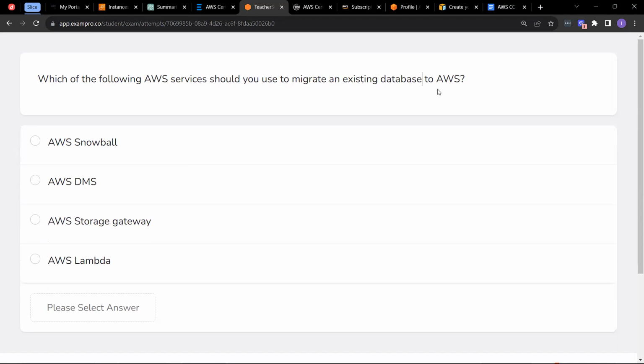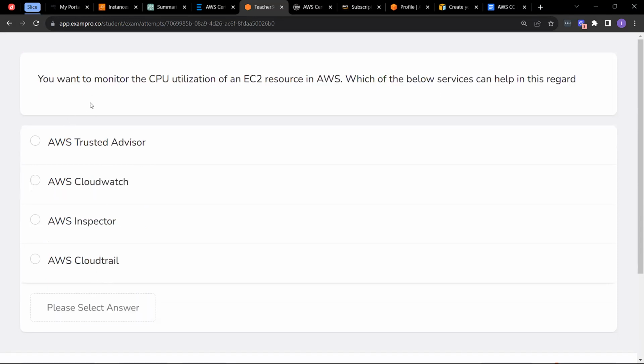Which of the following AWS services should you use to migrate an existing database? So this one, we talked about this one also yesterday. Database Migration Service. That's DMS.